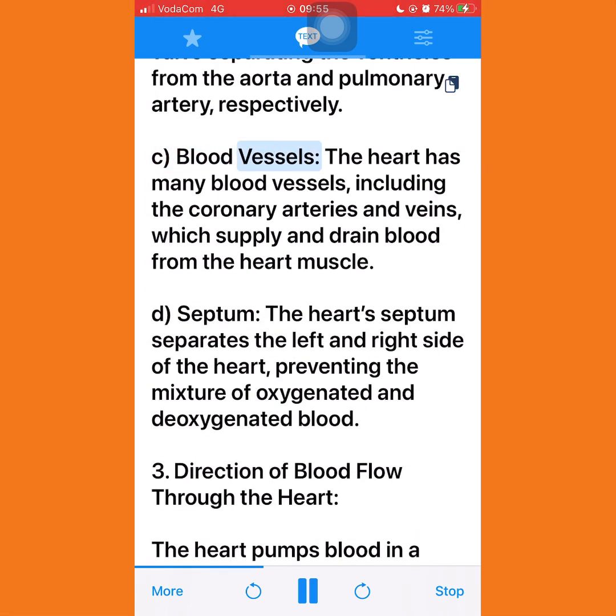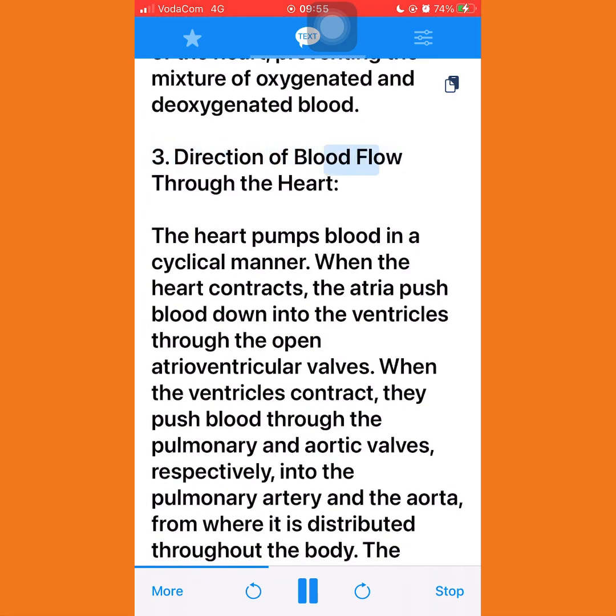C. Blood vessels. The heart has many blood vessels, including the coronary arteries and veins, which supply and drain blood from the heart muscle. D. Septum. The heart's septum separates the left and right side of the heart, preventing the mixture of oxygenated and deoxygenated blood. 3. Direction of blood flow through the heart.